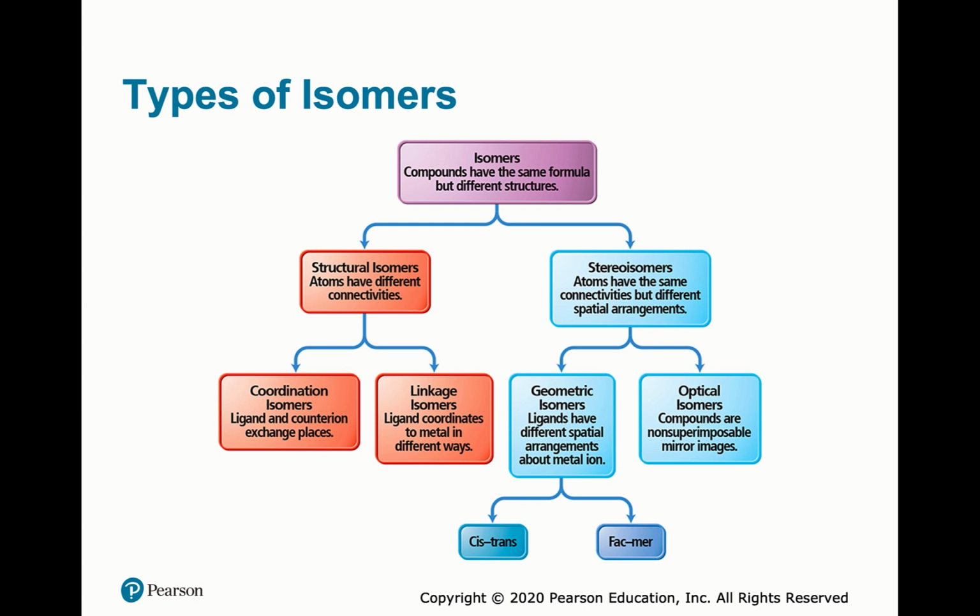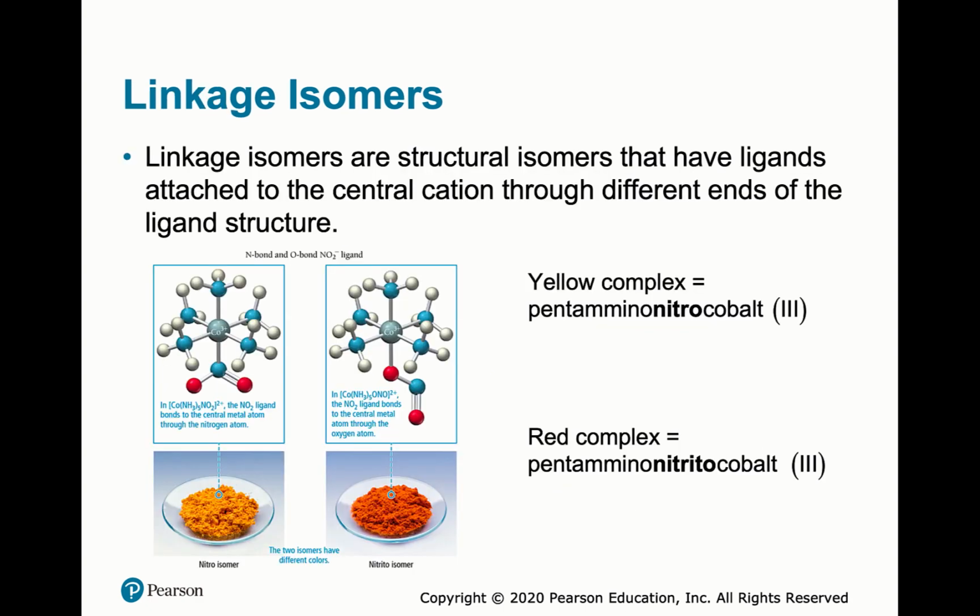Also, in the octahedral, if the z-axis, the top and the bottom, are the same. Also, you can have fac and mer. We'll talk about this soon. So let's talk about linkage isomers first.